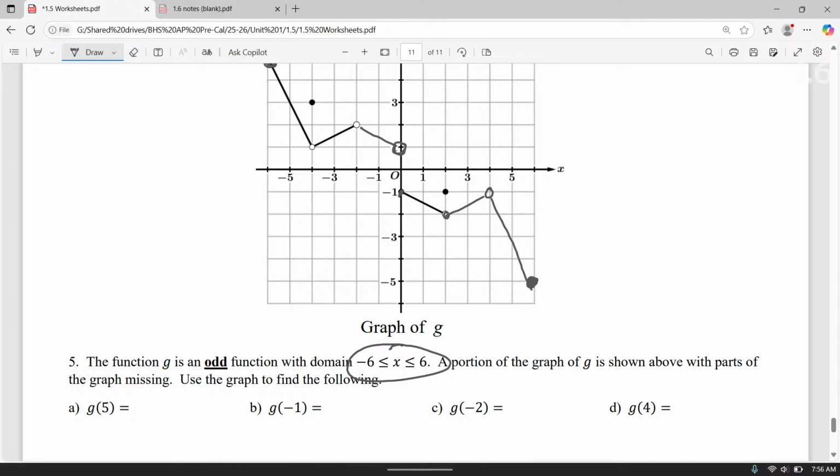So g of 5. I just went g of 5. Boom. It looks like -3. If I go -5, it's definitely a +3. So if I go -5, +3, I could say g of -5 equals 3. Therefore, g of 5 has to equal -3. That's kind of the work shown for it.